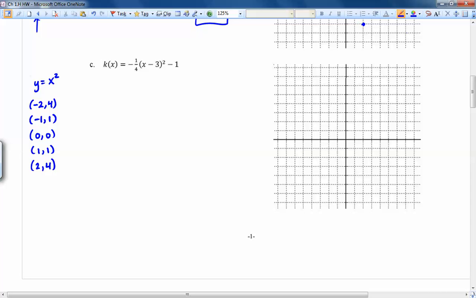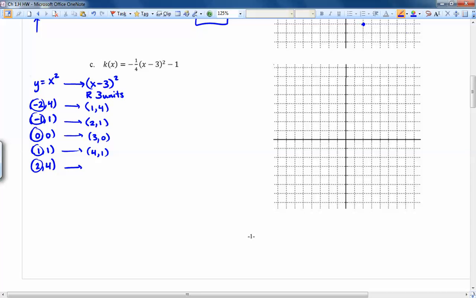So first thing that we do is we subtract 3 from the x terms. That's the same thing as shifting right 3 units. So when I shift right 3 units, I take all my x terms and I'm going to increase them by 3. So this turns into 1, 4. And then I've got 2, 1, and 3, 0, and 4, 1, and 5, 4.